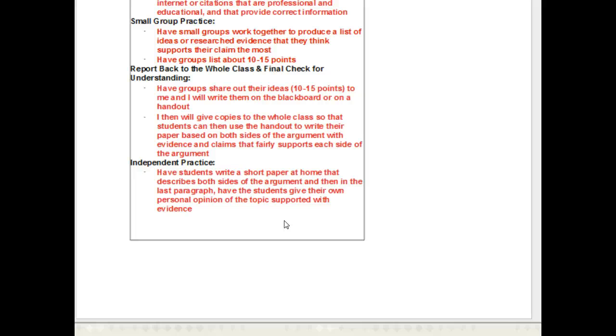Now, I'm not quite sure what the goal is in having them describe both sides of the argument. First of all, they have to have been researching and looking for it all along. Second of all, describe both sides and then give their opinion. Is there another piece to this lesson plan where they would then develop a claim out of the research and their opinion in order to start writing an argumentative essay?